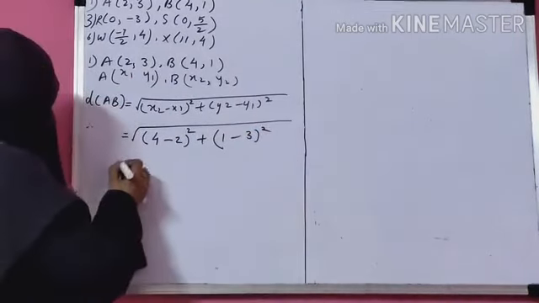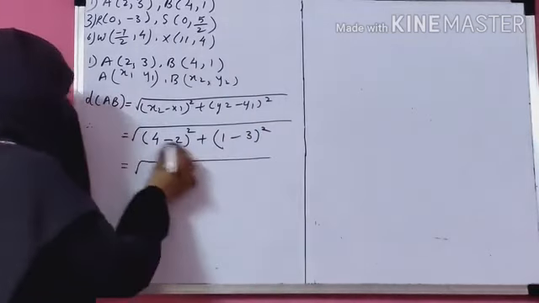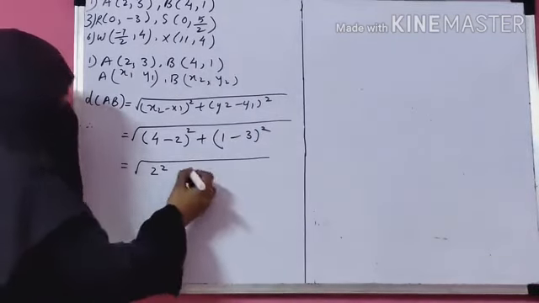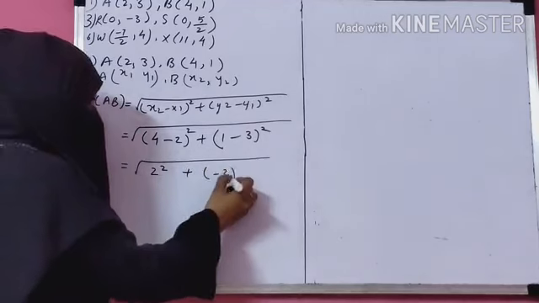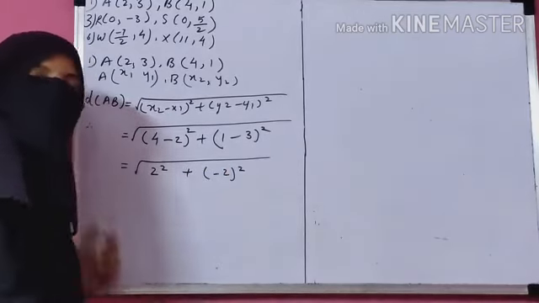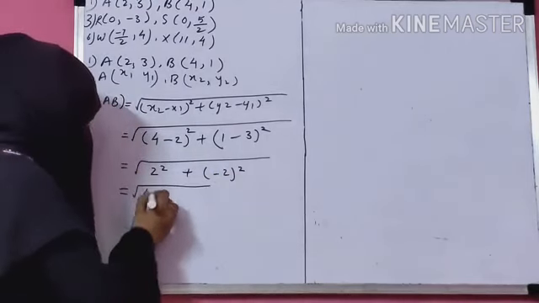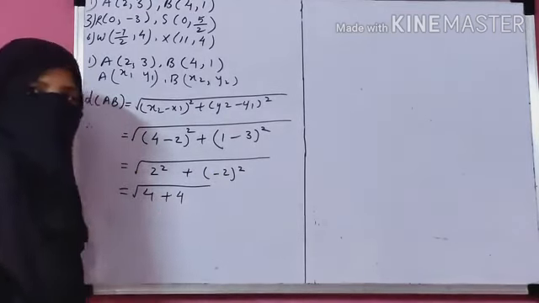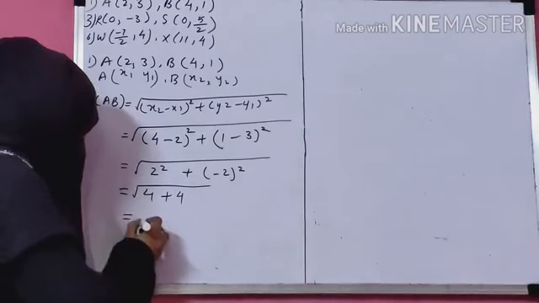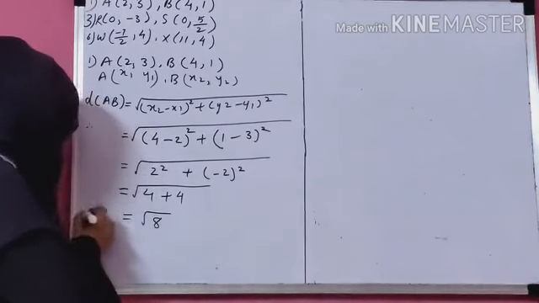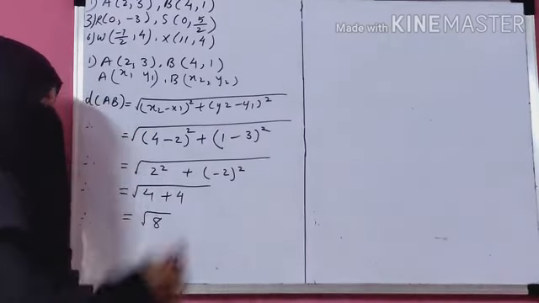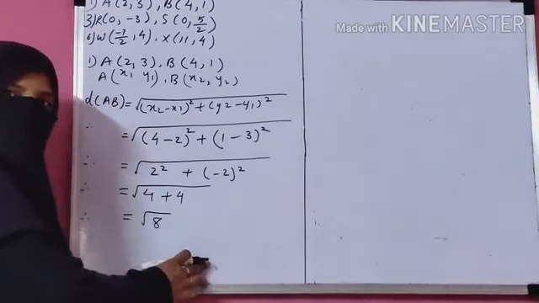Got it? Then next step, under root 4 minus 2 is 2 square plus 1 minus 3 is minus 2 square. You know that a square cannot be negative. Okay. So 2 square is 4 plus minus 2 square is also 4. So 4 plus 4 is 8, so it is root 8. Root 8: factorize 8 as 4 times 2.